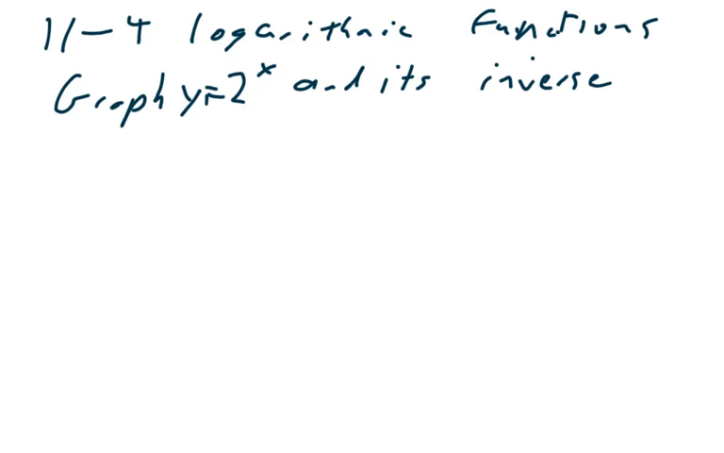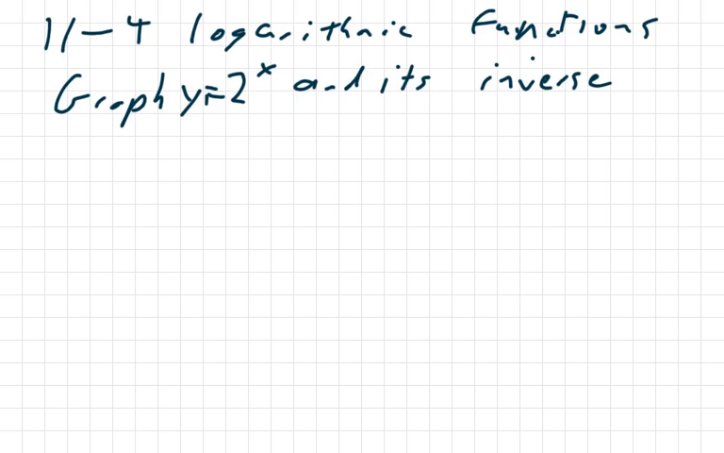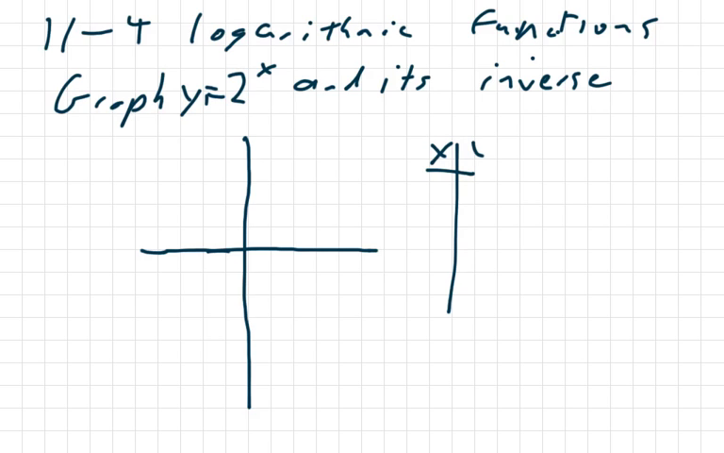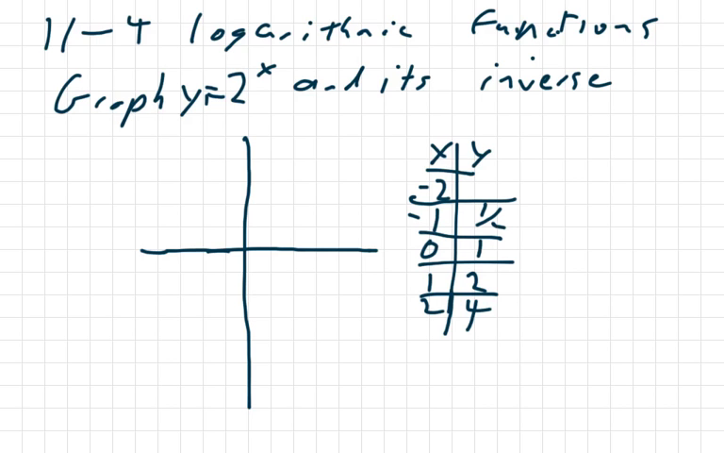Today we're going to start out with graphing logarithmic functions, or actually we'll start out by graphing a regular old function. We have the problem: graph y equals 2 to the x. So when I make my table with x and y, as we did not too long ago in another section, 2 squared is 4, 2 to the first power is 2, 2 to the 0 is 1, negatives mean reciprocal, so that's 1/2, and 1/4.